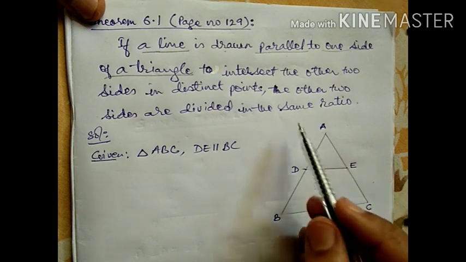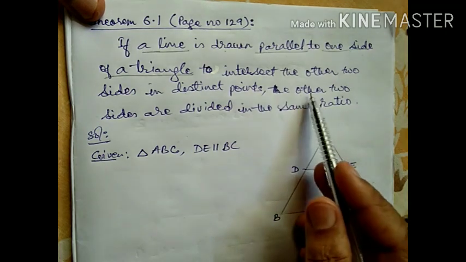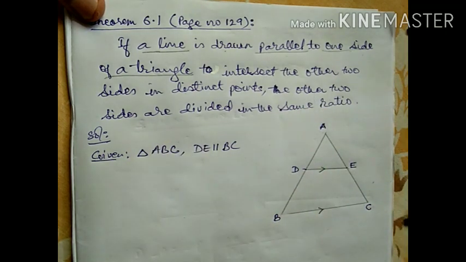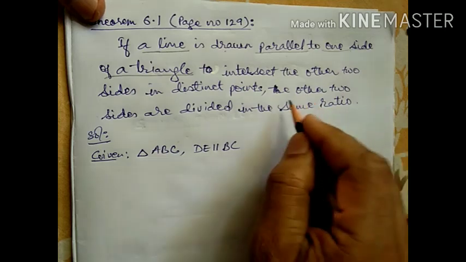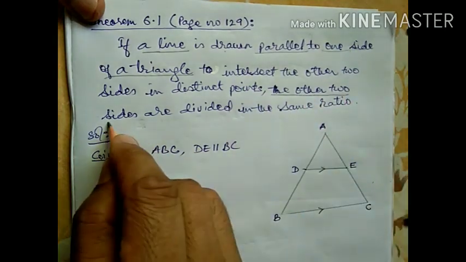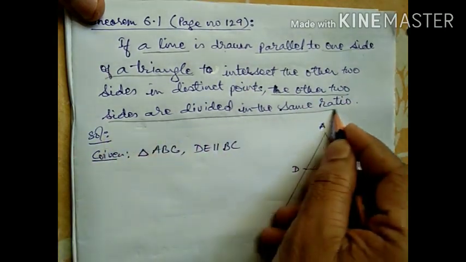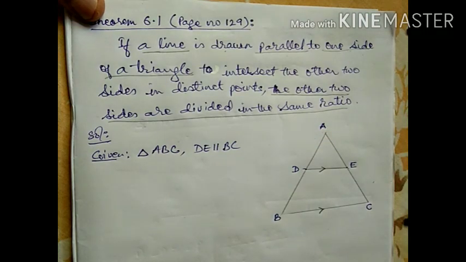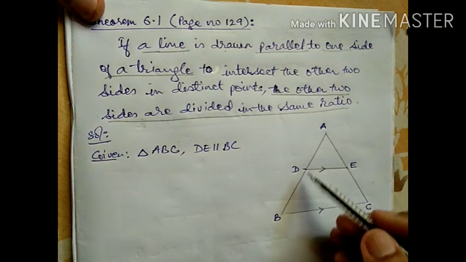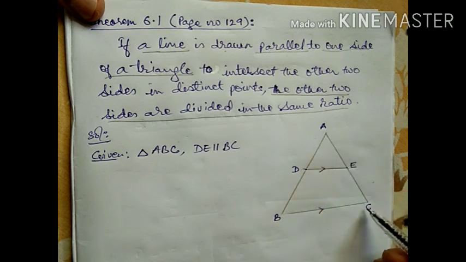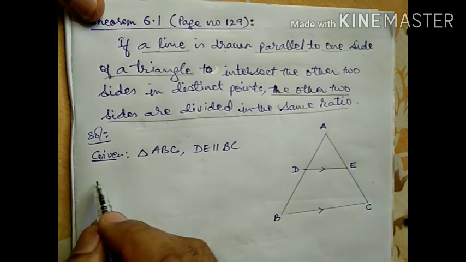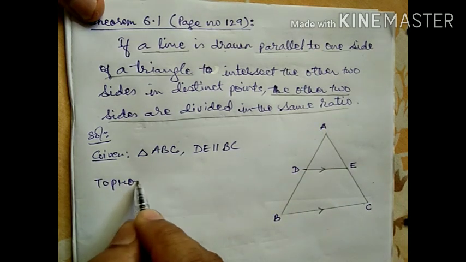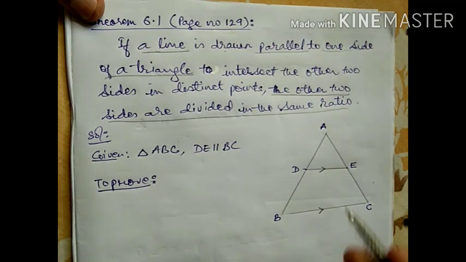That is separate points. The other two sides are divided in the same ratio. That's what you have to prove. The other two sides, that means DE is parallel to BC. So the other two sides are what? AB and AC. Now we have to prove here that AB and AC is divided in the same ratio. To prove, we have to prove here same ratio.